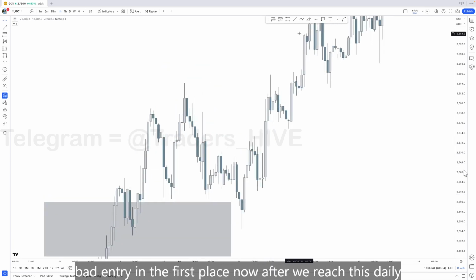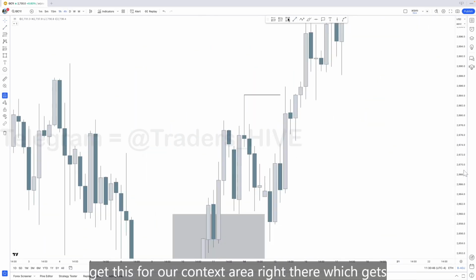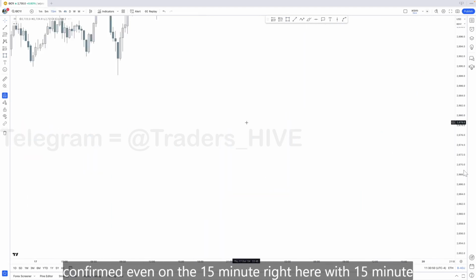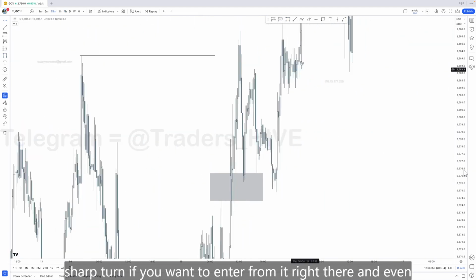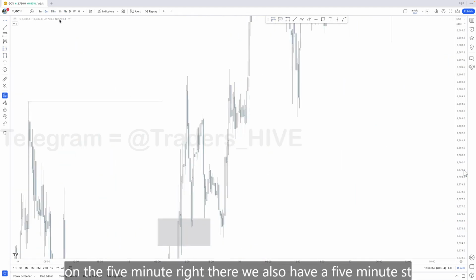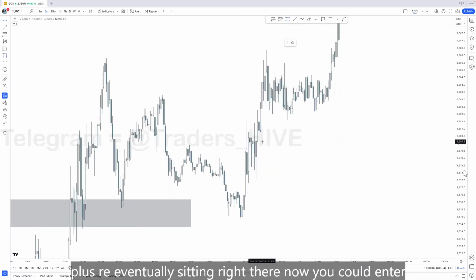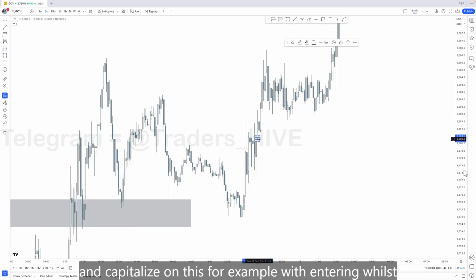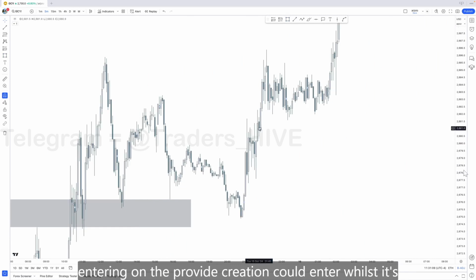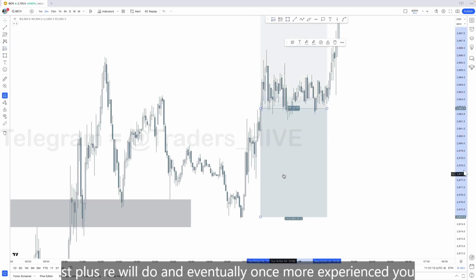Now, after we reach this daily context high right there, we also get, on the 4 hour right here, this 4 hour context area, which gets confirmed even on the 15-minute right here with a 15-minute sharp turn if you want to enter from it. And even on the 5-minute right there, we also have a 5-minute ST plus RE eventually sitting right there. Now you can enter and capitalize on this, for example, by entering on the fair value gap creation, or entering whilst it's creating a new expansion phase candle right there. A simple ST plus RE will do.